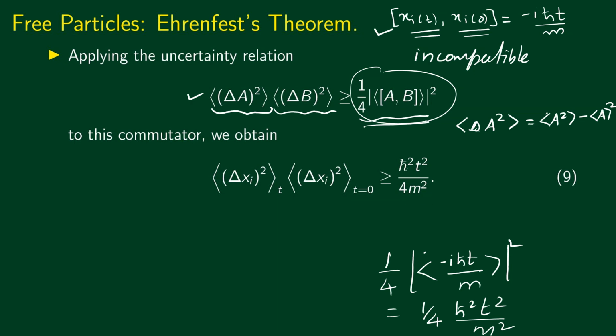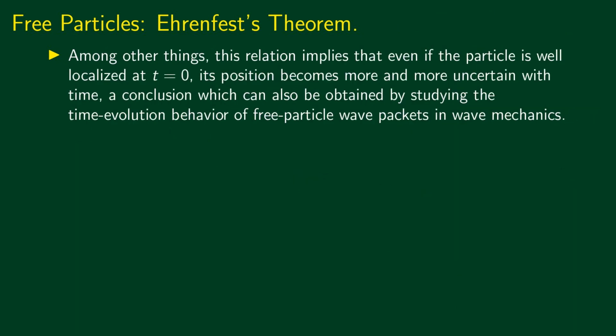So even if the uncertainty in position is 0 at time t equal to 0, the position becomes more and more uncertain as time evolves. In fact, as time increases, it becomes more and more uncertain. What we have learned is that even if the particle is well localized at time t equal to 0, its position becomes more and more uncertain with time.